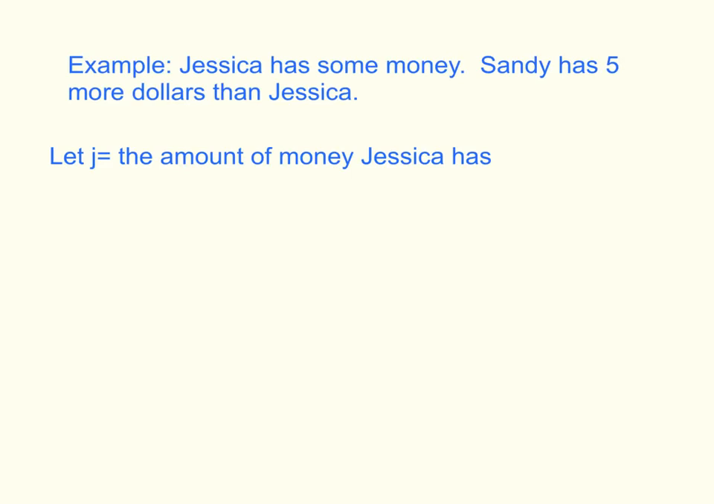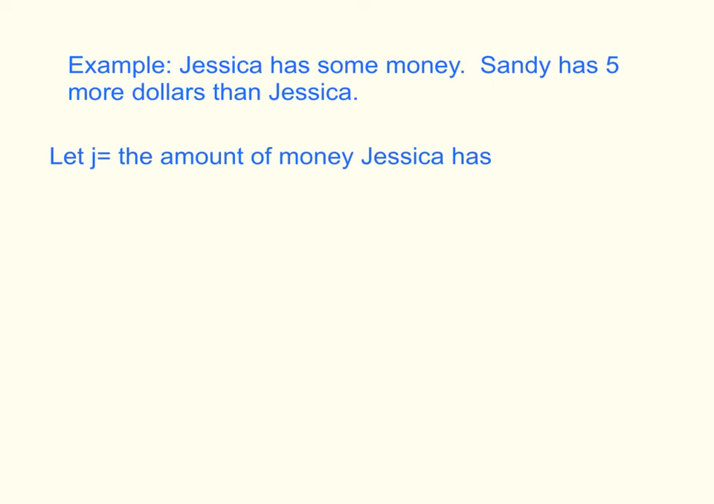So we're going to say let, and we can pick any variable we want. You're usually going to see X and Y, but you can use anything you want. So let J equal the amount of money Jessica has. Not only do we need to pick a variable, you need to describe what it's representing.